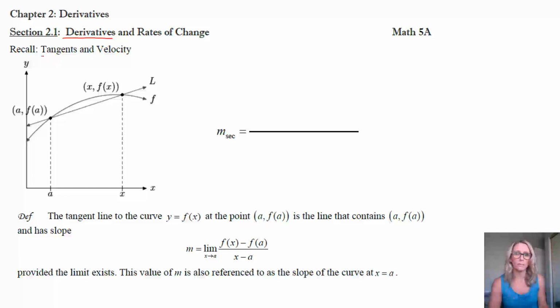So let's take ourselves back to a little bit earlier in the semester, even though it hasn't been that long, when we talked about tangents and we talked about velocity. So take a look at this function here. We have this nice curved function. And then we have, if you recall, this is a secant line. We have 2 points, a, f of a and x, f of x.